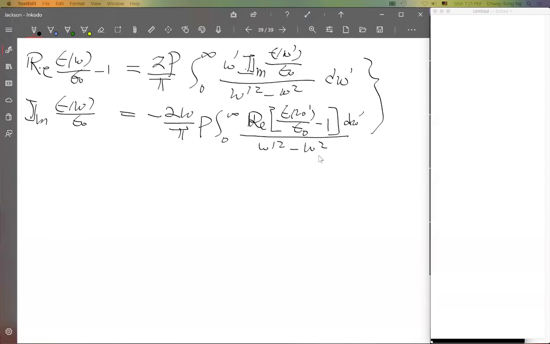All right, so to derive these two from the first set is quite straightforward, so I won't go through it here.